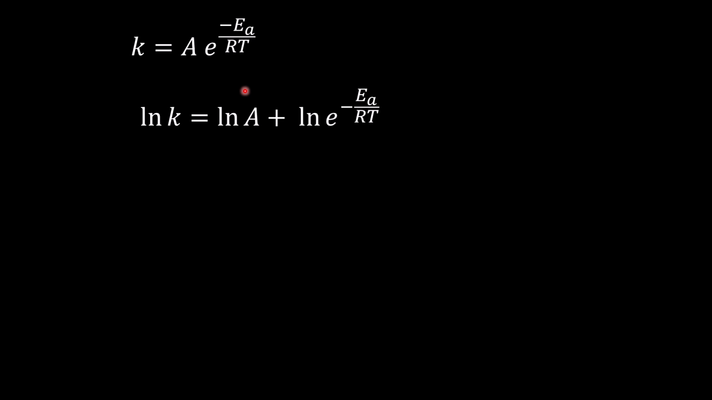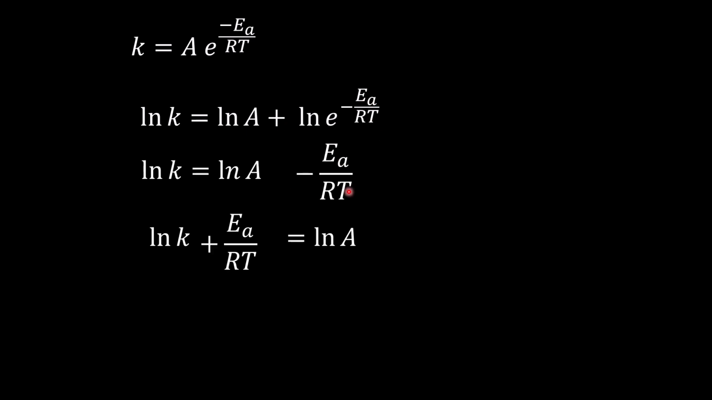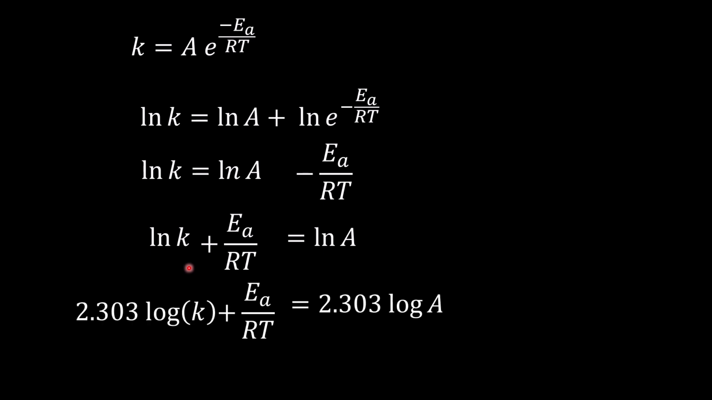Next, we have to find out A value or Arrhenius factor. For this, we use this formula, that is K is equal to A into e power minus EA by RT. Here we have to take logarithm on both sides, we get this one. This value becomes minus EA by RT. And rearranging this equation, we get this one. Next, we convert this ln into natural logarithm, that is 2.303 log K plus EA by RT is equal to 2.303 log A.